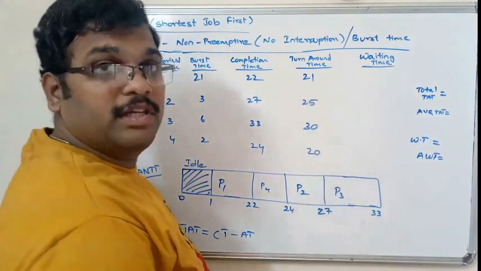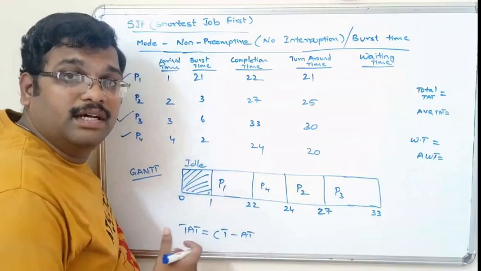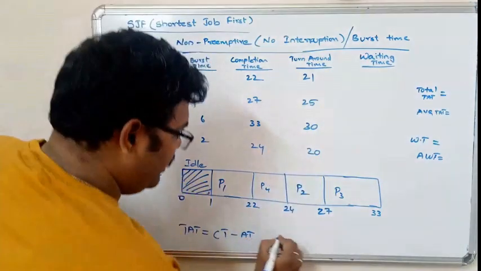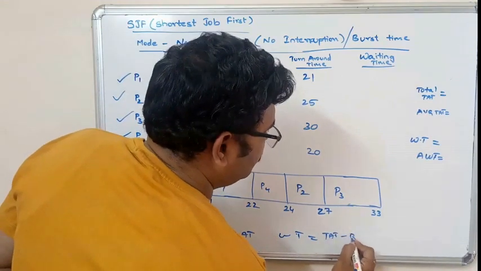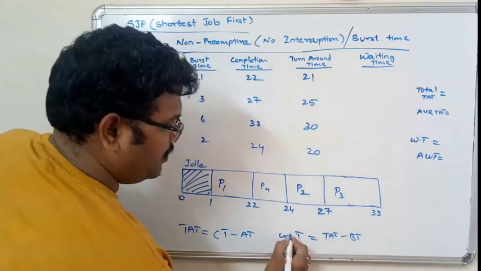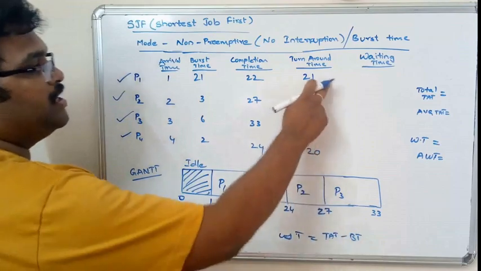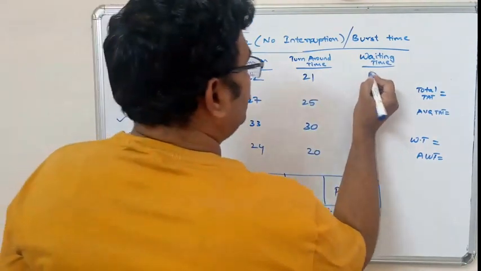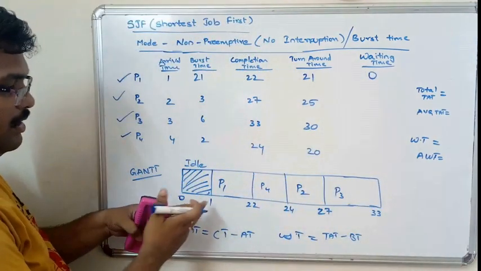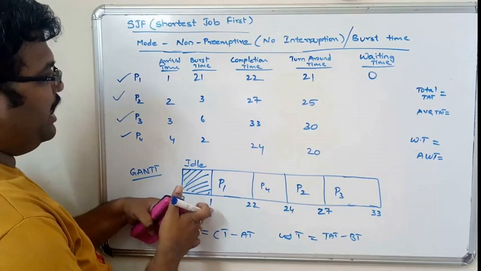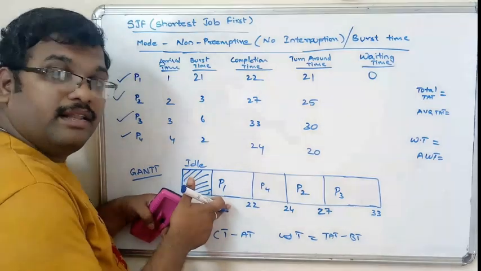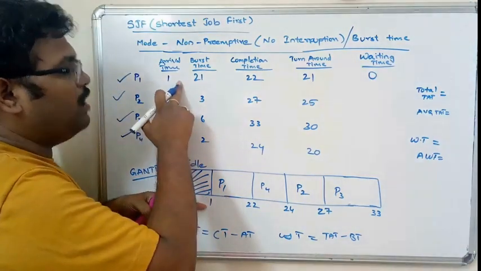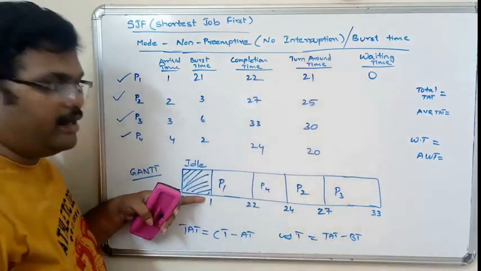Now waiting time. So how much time the process waits for the CPU. So waiting time is equal to turnaround time minus burst time. Right? Turnaround time minus burst time. 21 minus 21, 0. So here let us see that. P1 enters at 1. Right? P1 enters, that means P1 is allocated the CPU at 1 millisecond, it arrived at 1. So there is no waiting time.